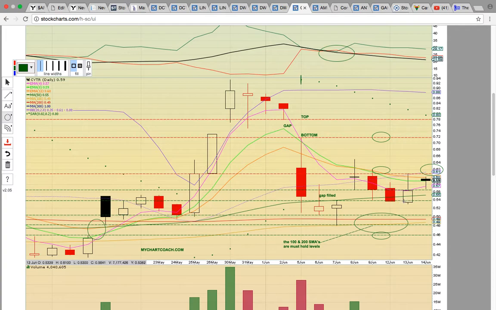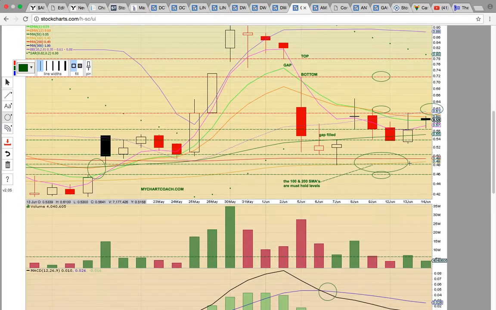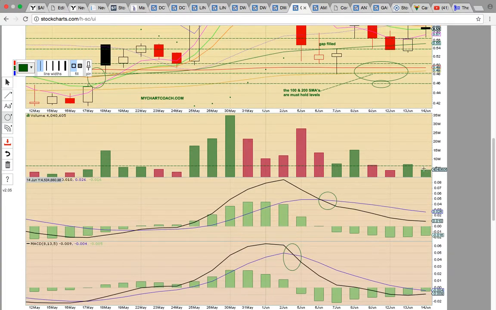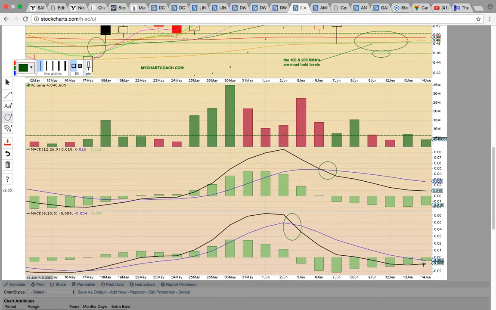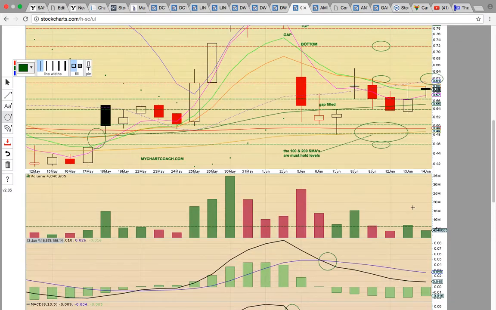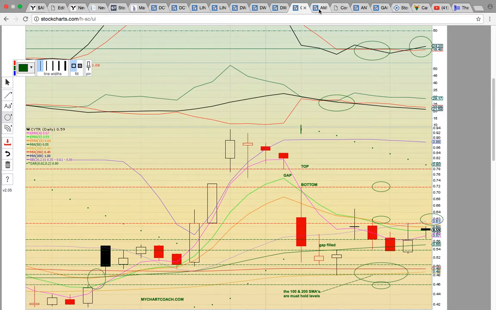Okay, the gap has filled, and so now we're getting a nice bounce afterwards. Let's see if it can follow through. There was really light volume today. Keep an eye on the 8, 13, and 5 MACD. It is starting to pinch. A bullish crossover would signal more upside potential.